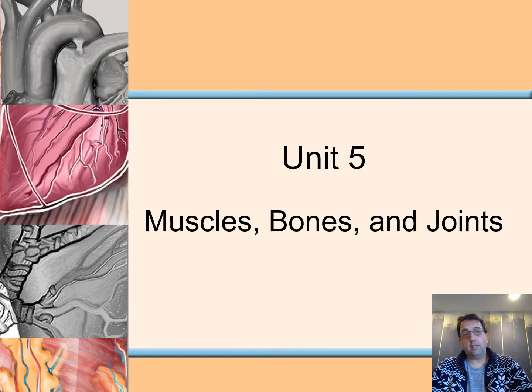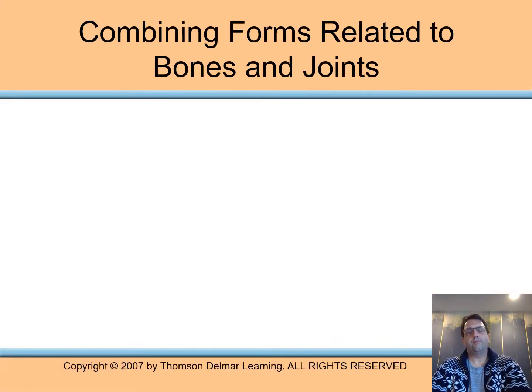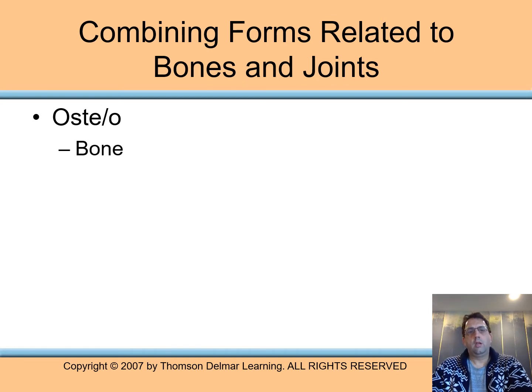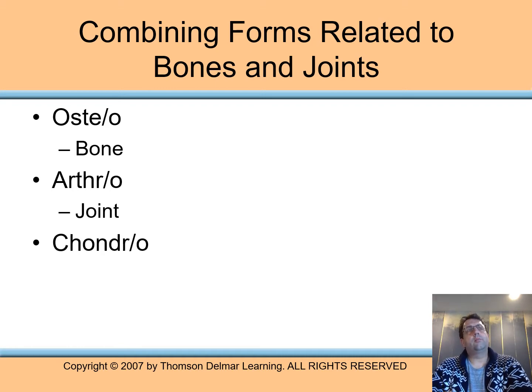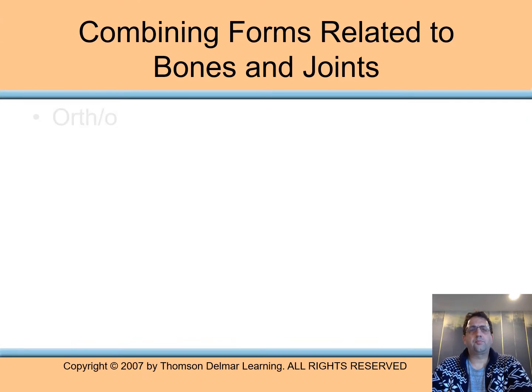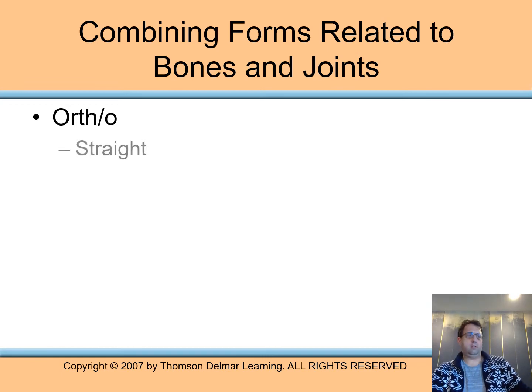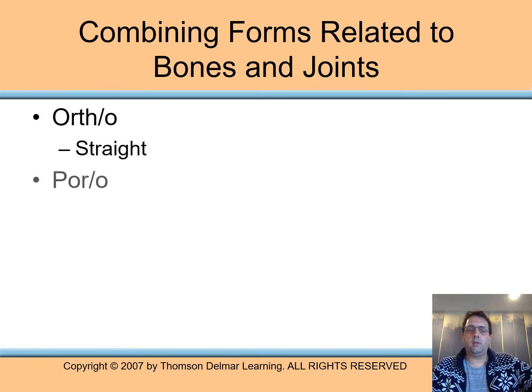All right, for medical terminology, today we are looking at the muscles, the bones, and the joints. The combining words and forms. Osteo means bone. Arthro means joint. A joint is any place where two or more bones are connected or come together. Chondro means cartilage. Ortho means straightening or straight. Poro means porous or having holes.